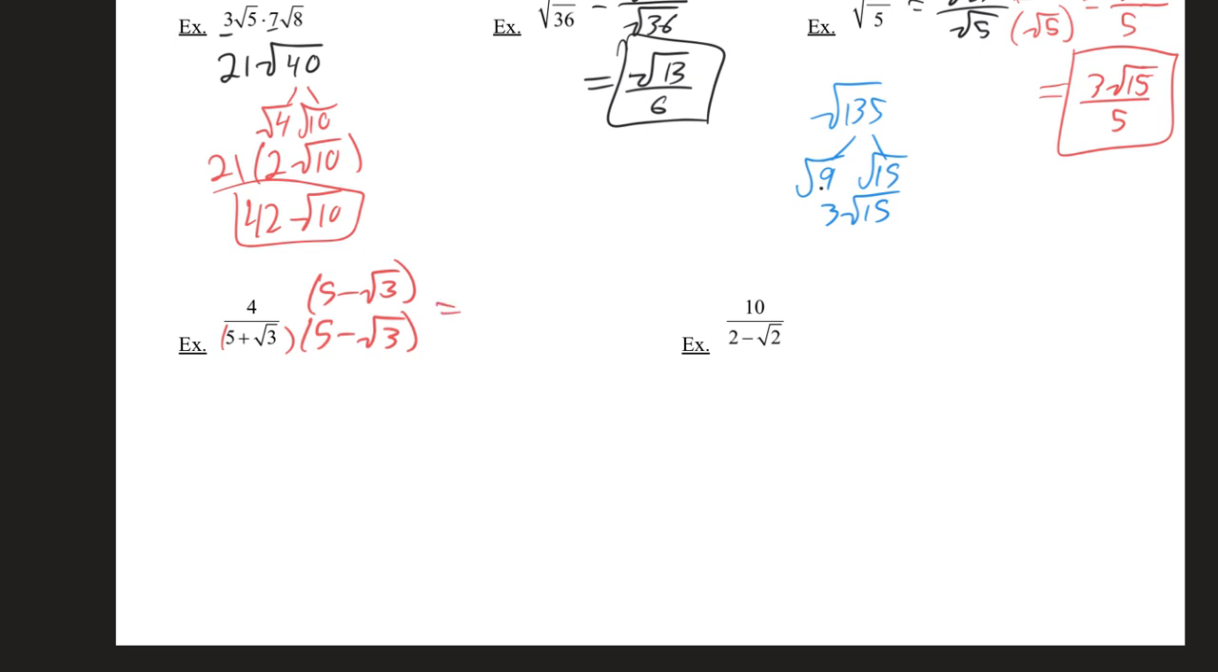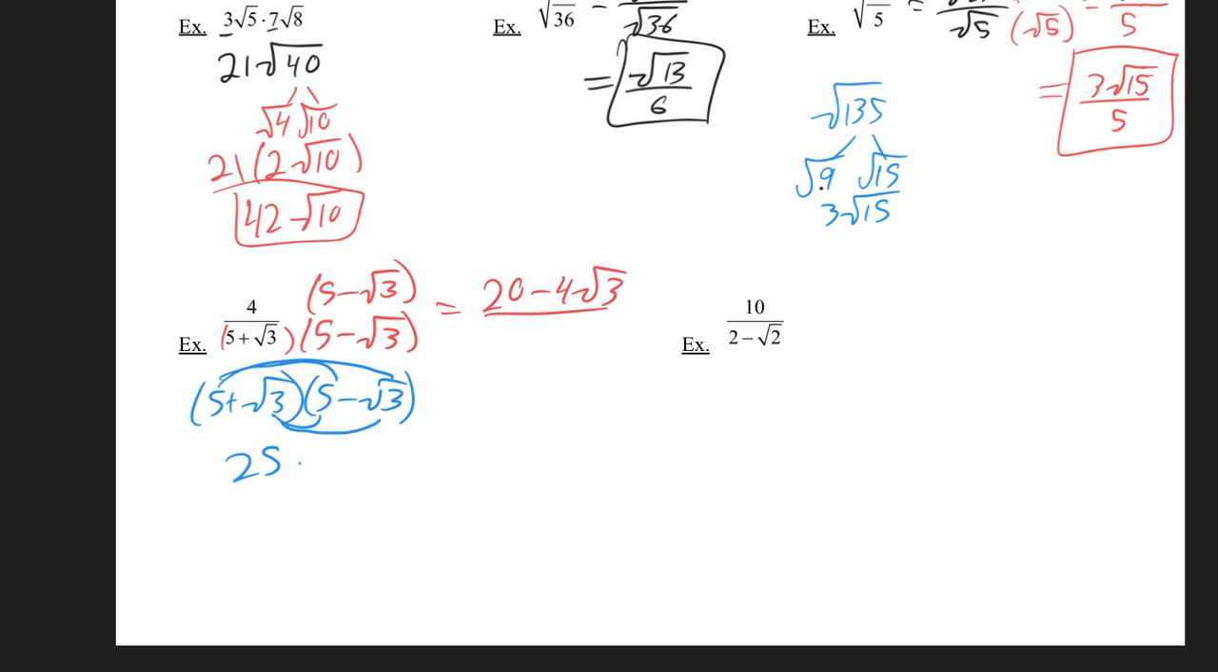Okay. On the top, you're distributing 4. So 4 times 5 is 20. 4 times negative square root of 3 is negative 4 square root of 3. And then on the bottom, if we need to work that out the long way, do that work off to the side. I know that some stuff should cancel out because I'm still multiplying by the conjugate. So I know the first times the first is 25. The outside and the inside should cancel out, so I'm not even going to write them down, because they're conjugates, the O and the I part of FOIL is going to cancel. And then square root of 3 times negative square root of 3 is negative 3, so this is 22.